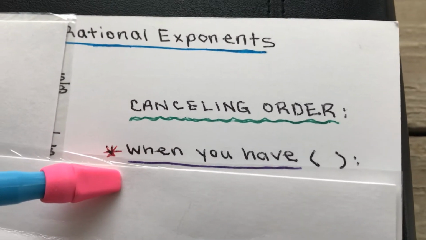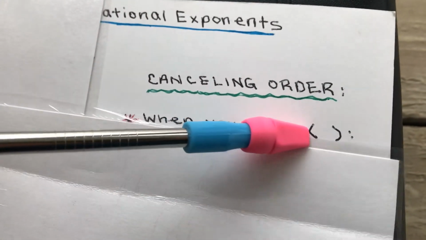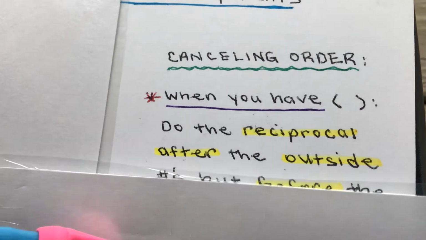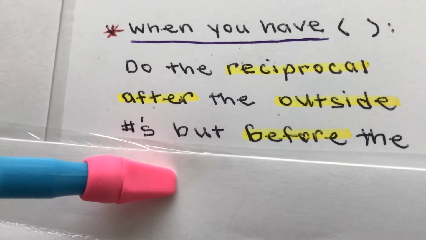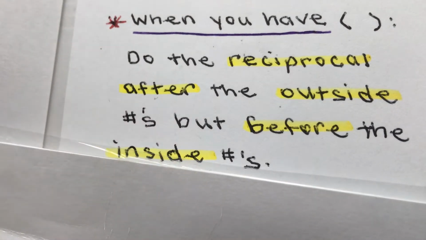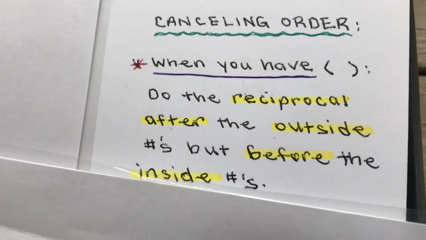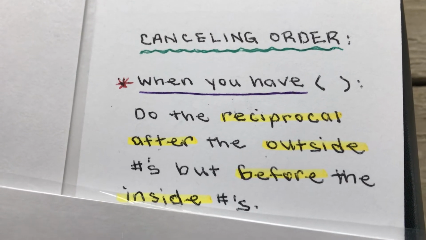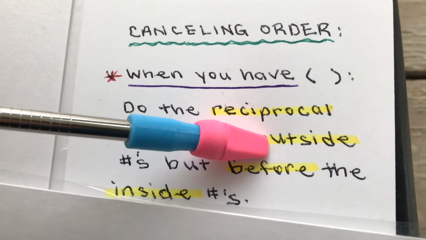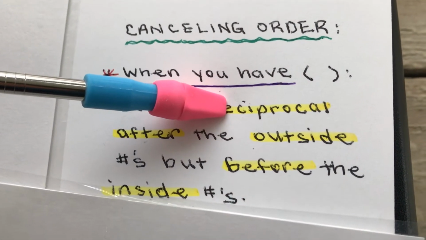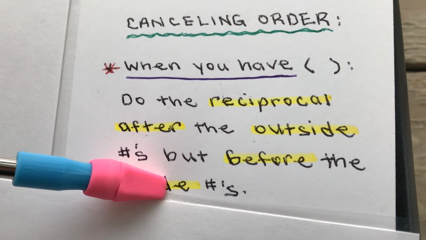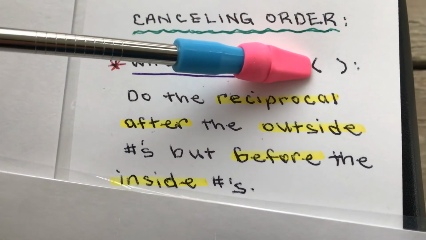So if you have an equation that contains parentheses, you always want to do the reciprocal after the outside numbers before the inside numbers. So I'm going to give you guys a second to write that down. You can pause if you'd like and write that down in your notes. Remember, you're going to do outside numbers first, then you're going to do the reciprocal of your fraction, and then you're going to cancel your inside numbers. Now that's when you have parentheses.